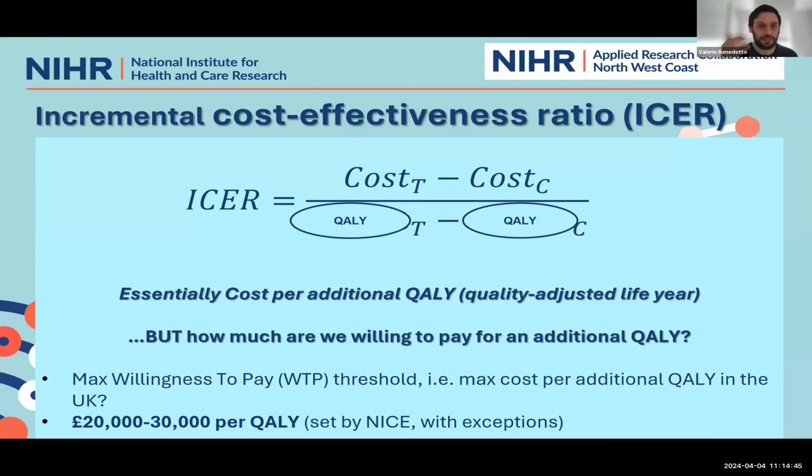Now, there are exceptions. For example, NICE has set in the past a higher threshold for end-of-life care interventions, which has mainly been applied to cancer drugs. But what I would like to focus on is that you will see this threshold being used in research articles about economic evaluation set in the UK. This is the threshold rule that people follow to judge whether an intervention could be cost effective or not, whether it's above or below the 20 to 30,000 pounds per additional QALY. Any questions?